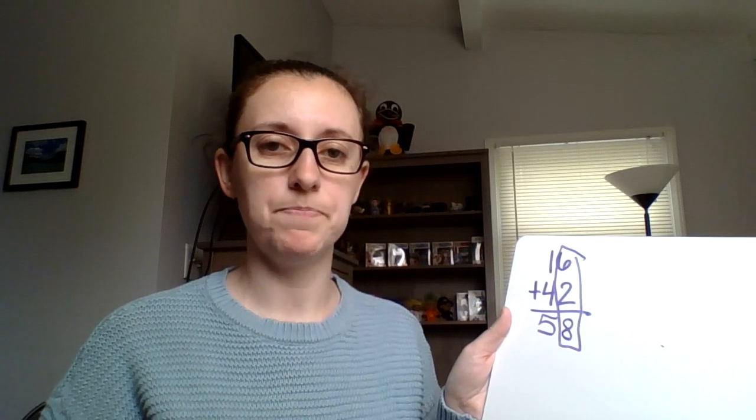So far, when we've been adding, we have not had to move any numbers around because there is only one digit in each place value. When we add 16 plus 42, in the ones column, 6 plus 2 equals 8, and in the tens column, 10 plus 40 equals 50. And here, this never went over 10.